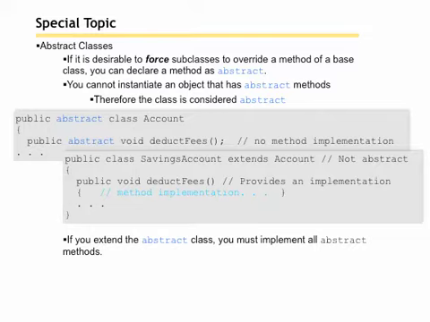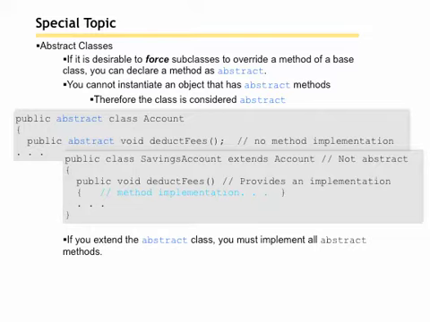Note, when a class contains an abstract method, such as public abstract void deductFees, then the class must also be abstract. It is possible to have an abstract class without abstract methods, but you cannot have an abstract method if it's not inside an abstract class or an interface, but we'll get to those shortly. You cannot instantiate an object of a class that is abstract.